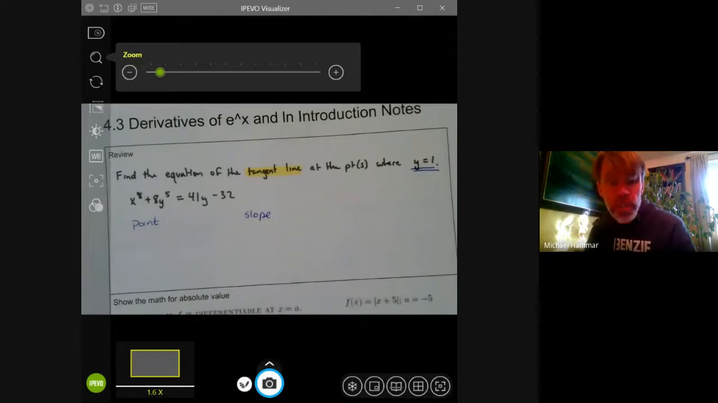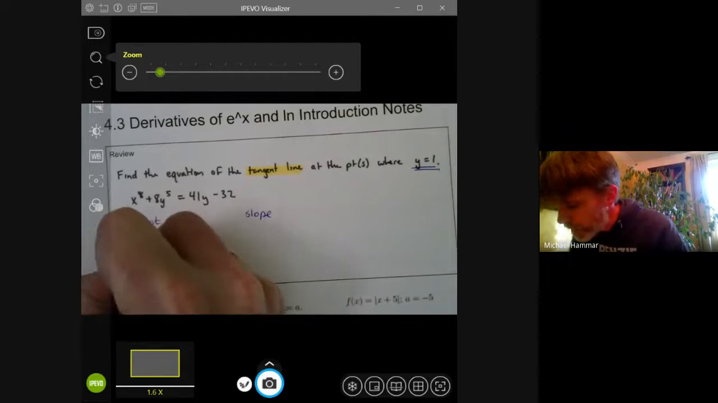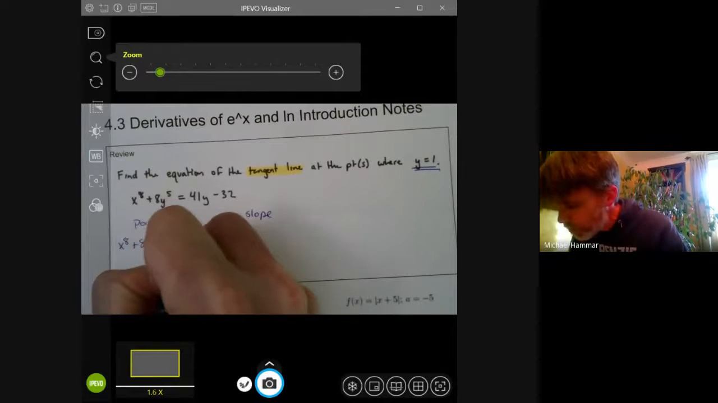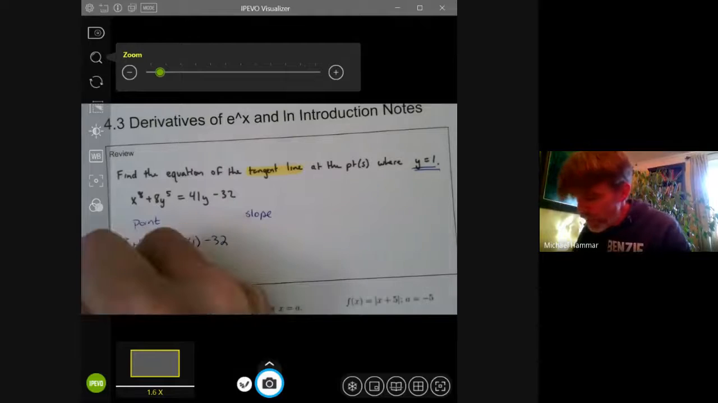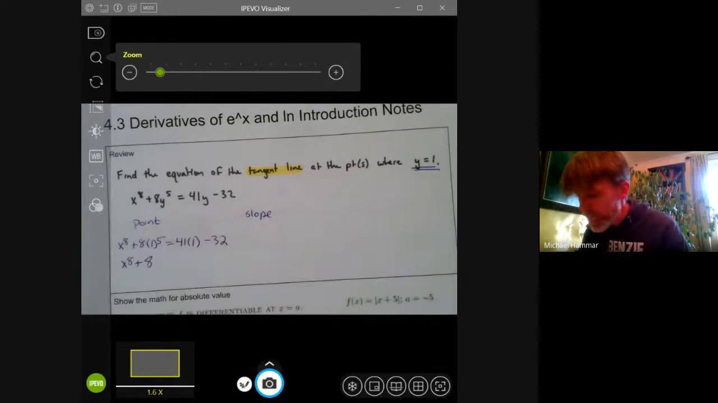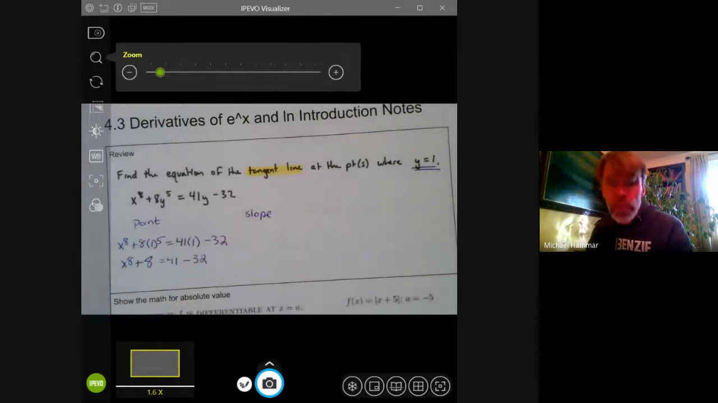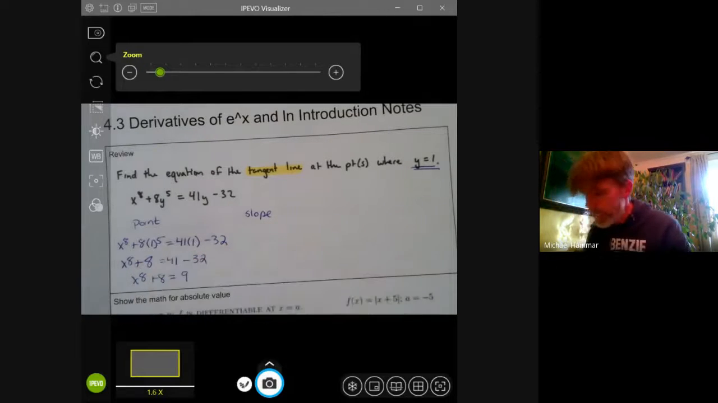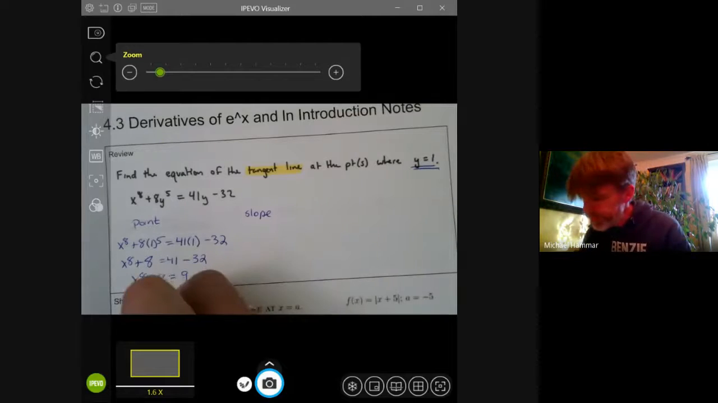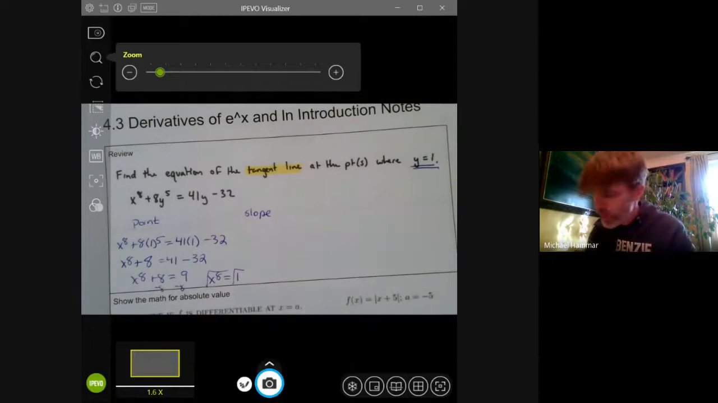So I'm going to use the original equation, and I'm going to plug the 1 in and see if this works out for me. So I'm going to have x to the 8th plus 8 times 1 to the 5th equals 41 times 1, because remember, y equals 1, minus 32. So I have x to the 8th plus 8 equals 41 minus 32, and 41 minus 32 is 9. So I have x to the 8th plus 8 equals 9. Subtract 8, so I have x to the 8th equals 1. And then you take the 8th root, and of course the 8th root of 1 is 1.